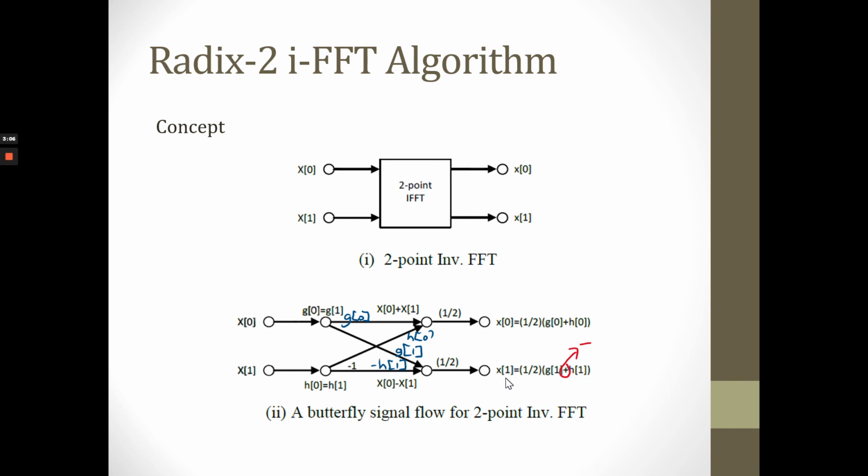For x1, based on this summation function g1 minus h1, please correct this summation into subtraction. Okay, so g1 minus h1 at this summation point multiplied with 1 over 2. So x1 is equal to 1 over 2, this is 1 over N, multiplied with g1 minus h1. This is a butterfly signal flow for the 2-point inverse fast Fourier transform.